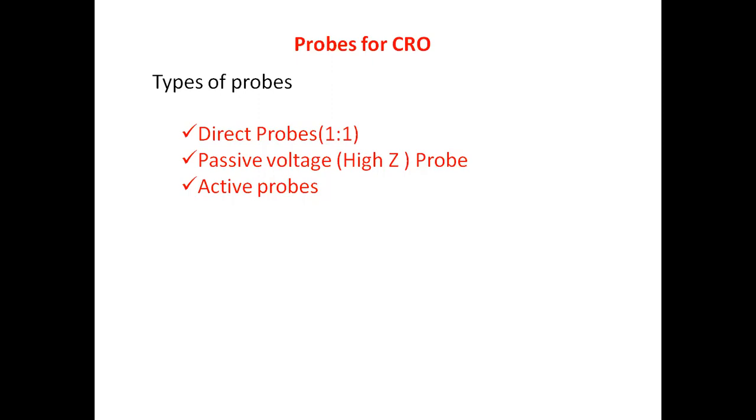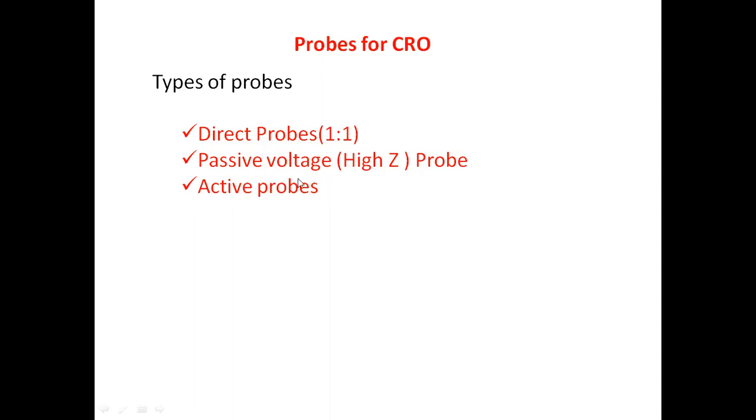Like that, we have certain probes. These are the different types of probes. Generally, the first is the direct probe, called 1:1, and the second one is the passive voltage probe, which we can also call a high impedance probe, or a low capacitance probe, or a 10:1 probe. The first one is the direct probe, 1:1. This is the 10:1, and the next one is the active probes.